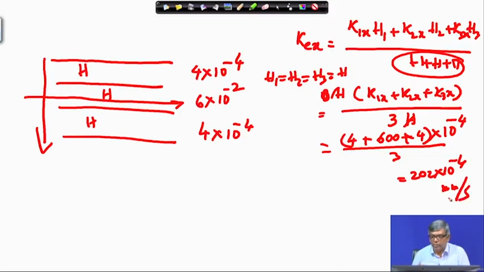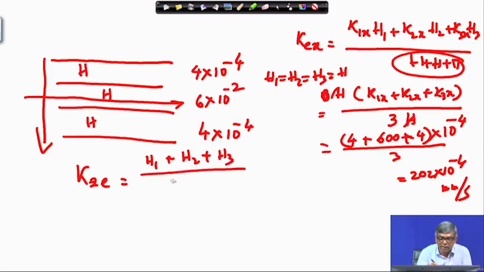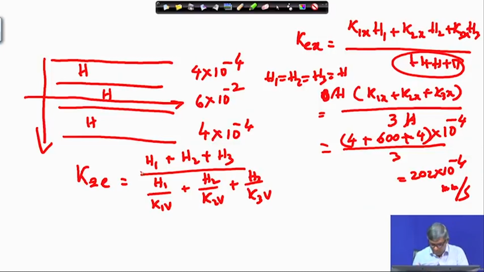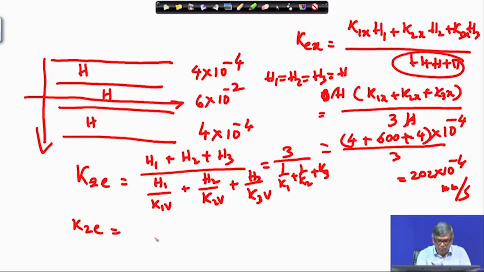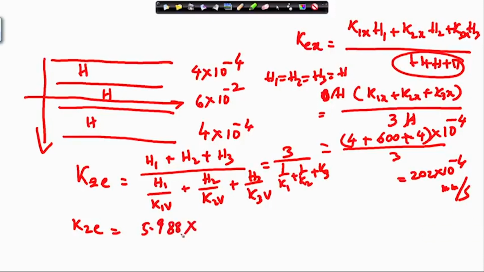Okay. And in the case of Kze, when you consider the vertical direction, it will be H1 plus H2 plus H3 divided by H1 by K1v plus H2 by K2v plus H3 by K3v. Since they are all equal, this equation can ultimately be converted to 3 divided by 1 by K1 plus 1 by K2 plus 1 by K3. So, Kz becomes 3 divided by this, and finally your Kze becomes 5.988 into 10 to the power minus 4 centimeter per second, as it is given.